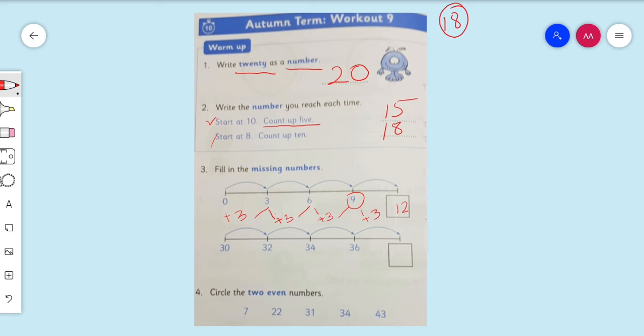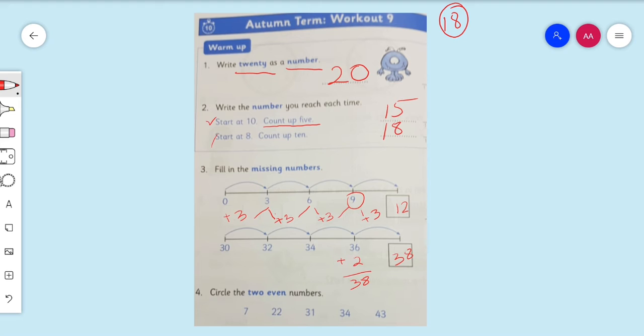Next one is saying from 30 to 32. So the number is increasing. 32 to 34, the number is increasing. 34 to 36, the number is increasing. And the increment interval is 2. So every time we add 2, we get the next digit. That means 36 add 2 will give us 38. So the missing digit is 38.